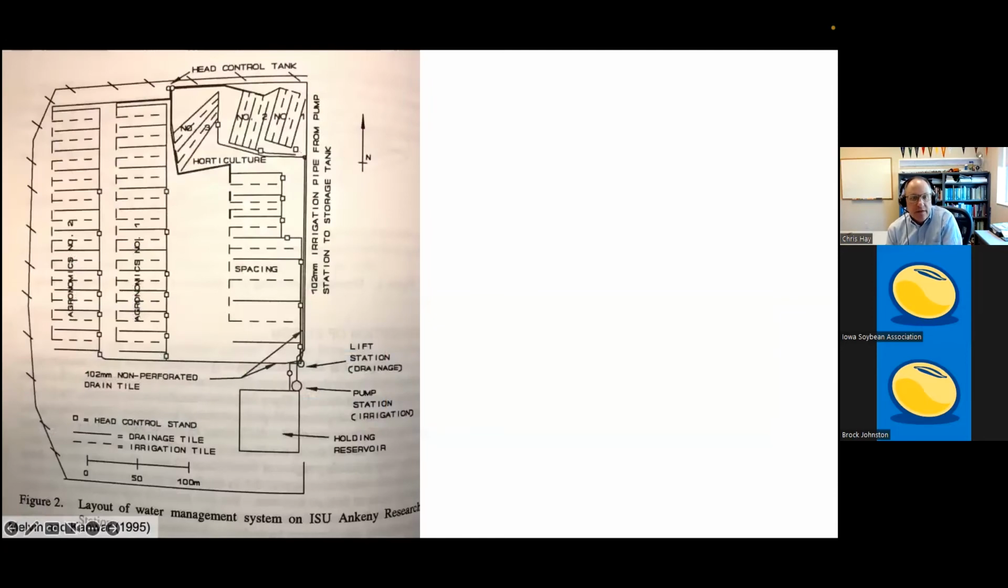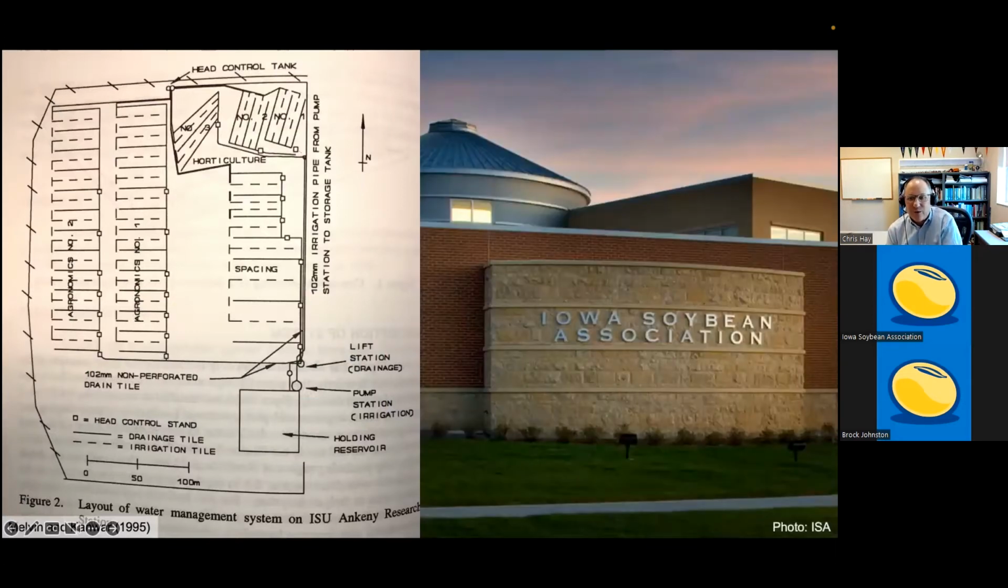So the idea is not new. It's been around for a while, and actually some folks at Iowa State, Stu Melvin and Ramesh Kanwar, looked at this idea back in the 80s. And so they did a little study on this idea of drainage water recycling at the ISU, at the time, Ankeny Research Station. So this is just a diagram of what that setup looks like. That Ankeny Research Center, coincidentally, is right in the area where now the Iowa Soybean Association headquarters is located. So it's interesting how some of these things come back around.